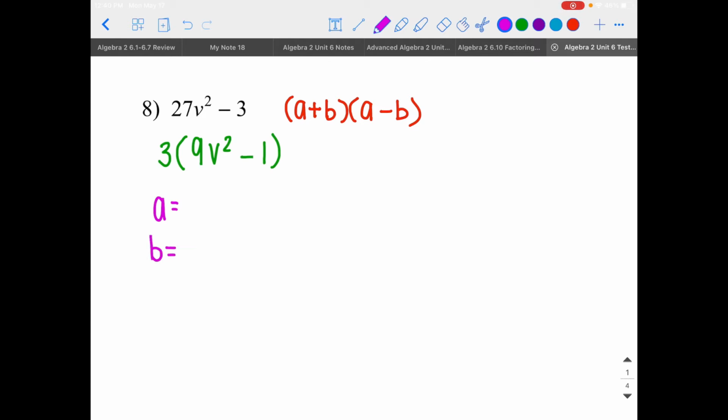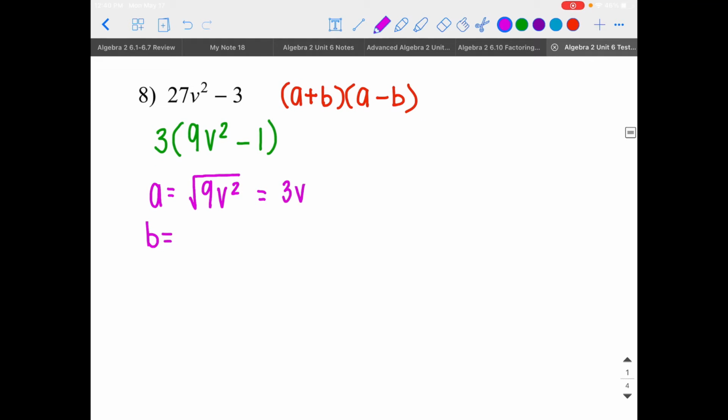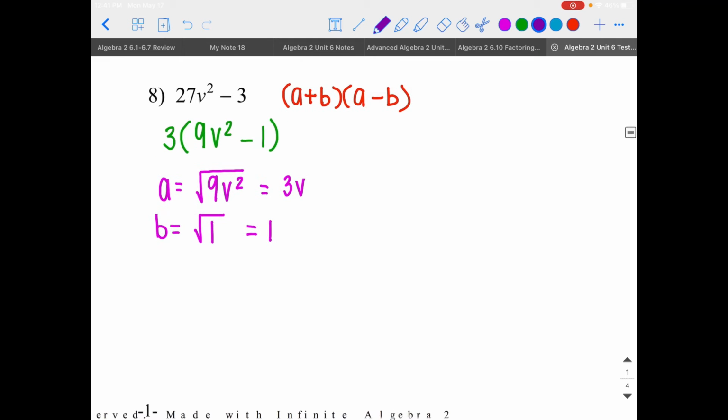So then we find our a and b. The a, that's the square root of 9v squared, which is 3v. And b, that's the square root of 1, which is 1. So when we write our final answer, we start with our GCF of 3, and then we write 3v plus 1, 3v minus 1.